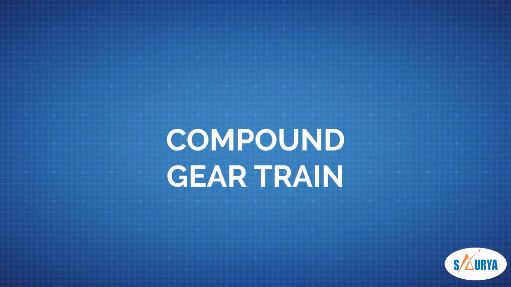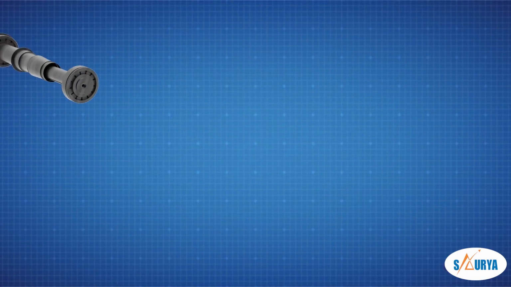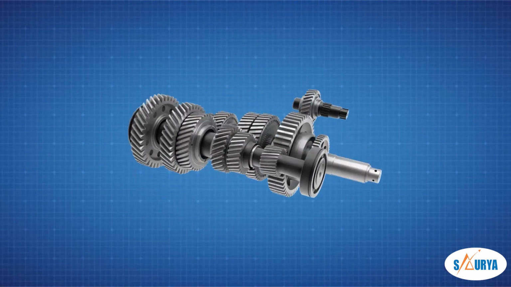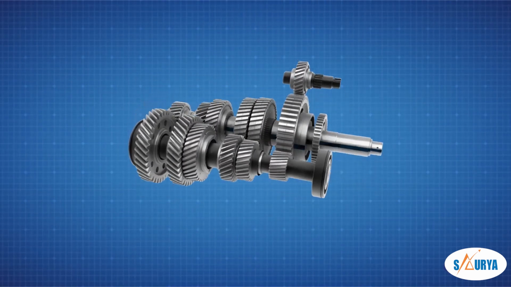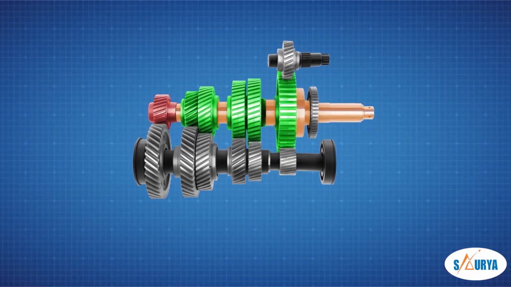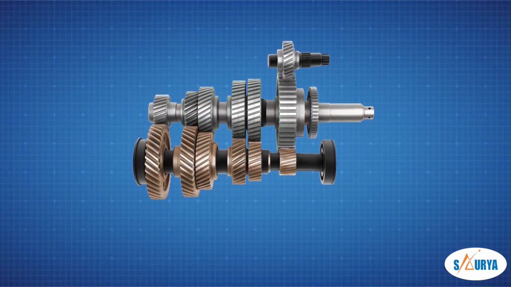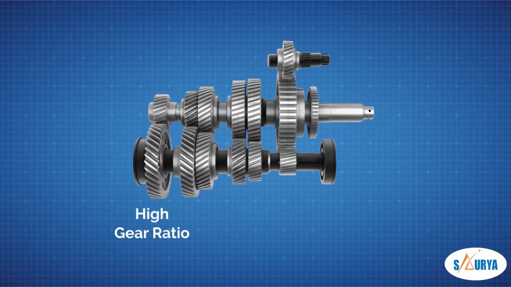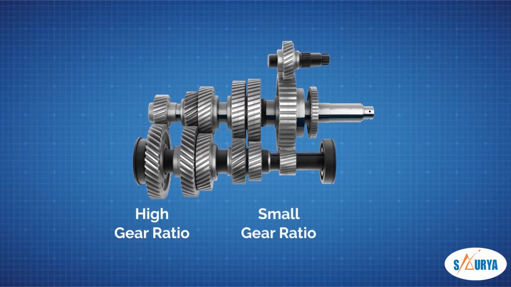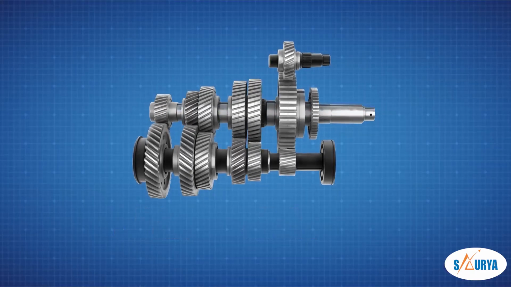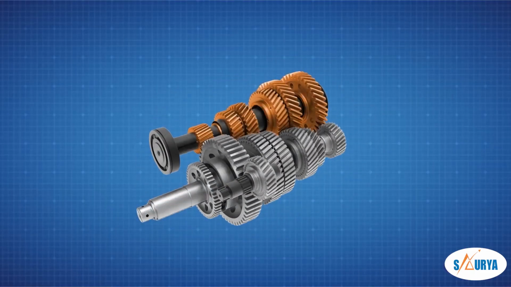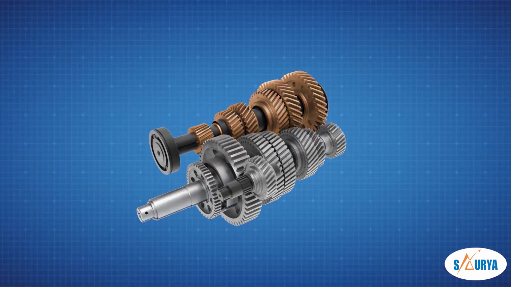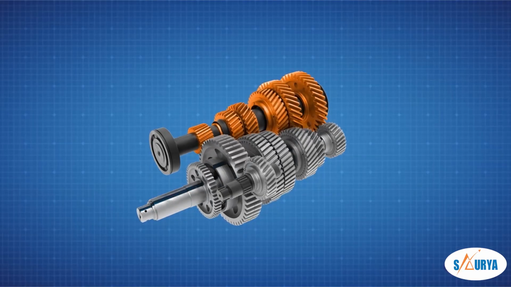Compound gear train. When there is more than one gear on a shaft, it is called a compound gear train. When the distance between the driver and driven has to be bridged over by intermediate gears and at the same time, a high gear ratio or small gear ratio is required, then the advantage of intermediate gears is intensified by providing compound gears on the intermediate shaft.